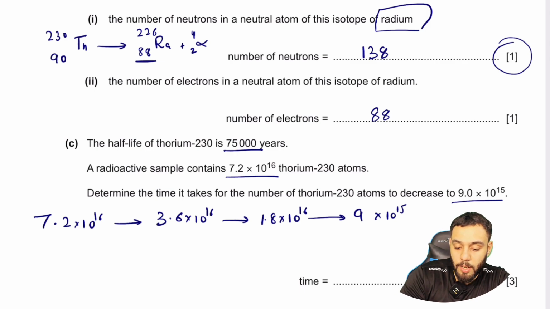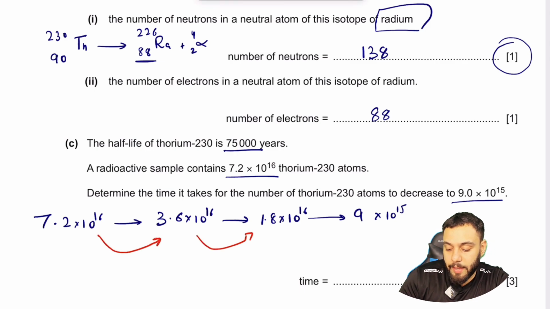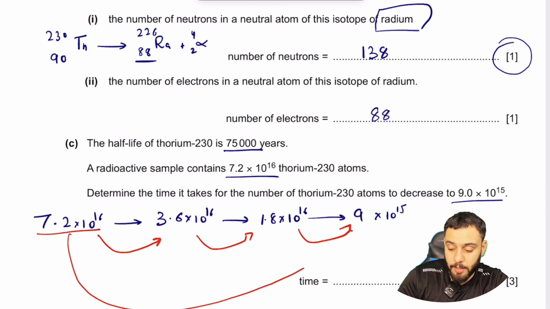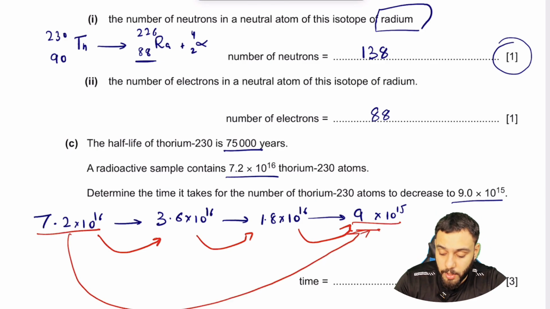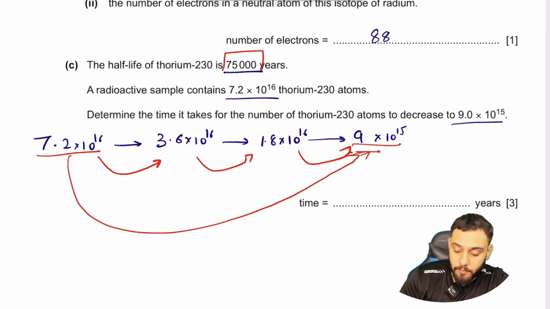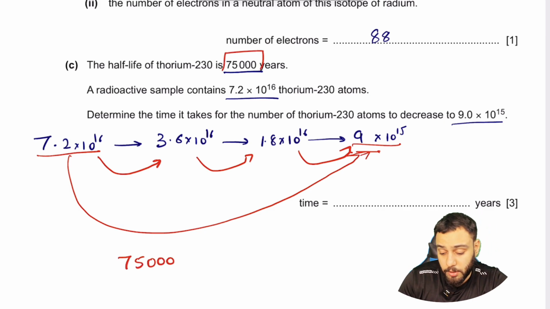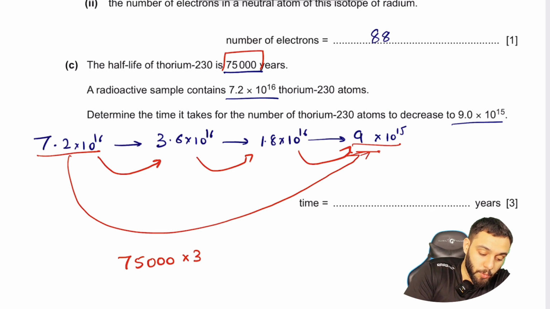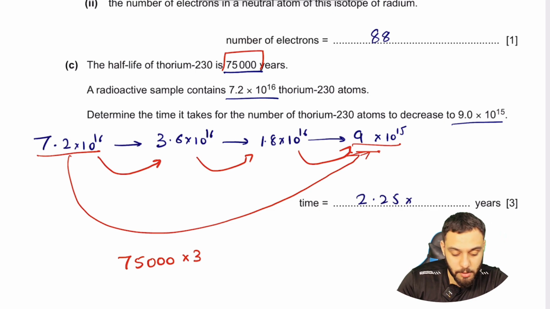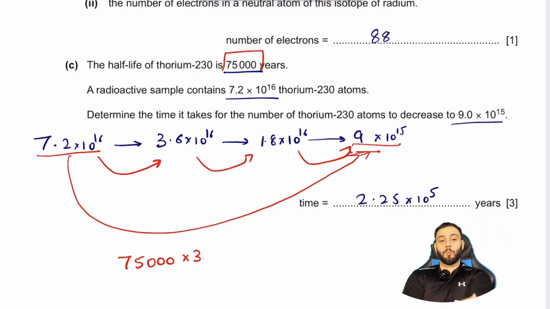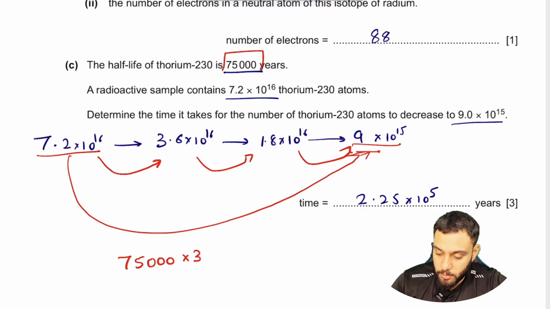So there would be how many half-lives? There's going to be 1, 2, and 3 half-lives to start from here and reach till here. So since there are going to be 3 half-lives, and the time of one half-life is 75,000 years, if you multiply it by 3, you would get the total time it would require to reach that particular value, which is going to be around 2.25 times 10 to the power of 5 years. So that would be the correct value.